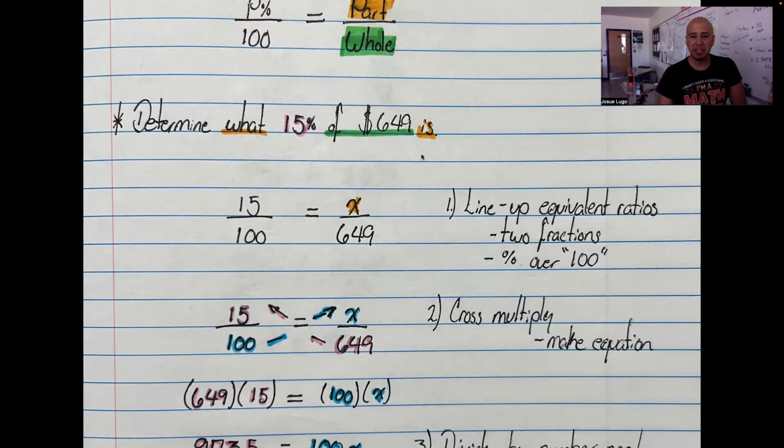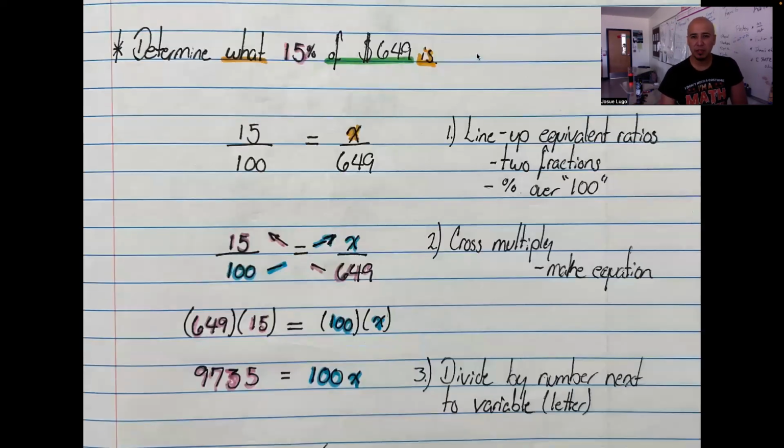Okay, having done that, ladies and gentlemen, we've done our first step. And our first step is the same as with previous problems. We need to line up the equivalent ratios. We have just done that. We have two fractions, right here. And the percentage is over 100. And in this case, we can see that the part is over the whole. We may not know what the part is, but we know that 649 is the whole.